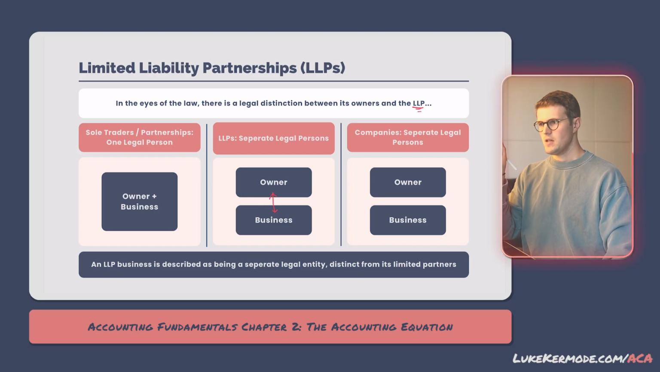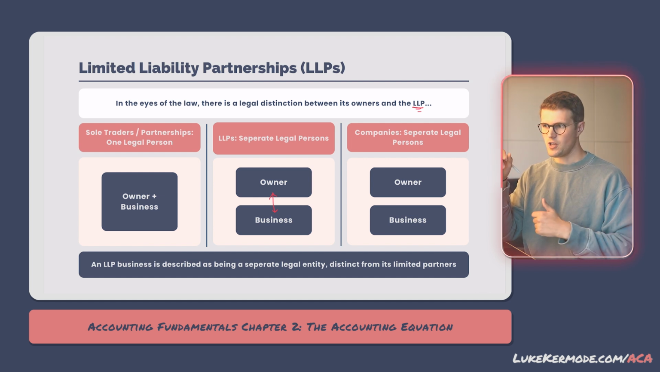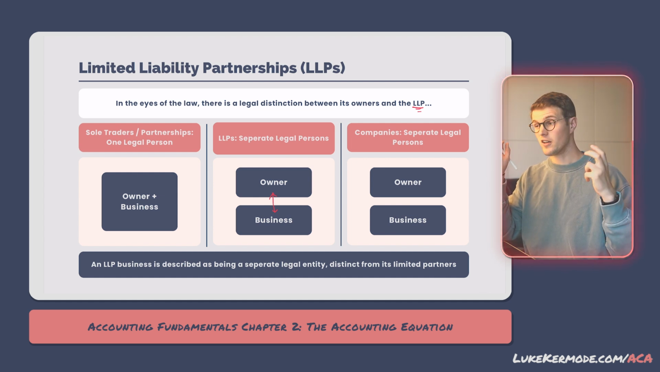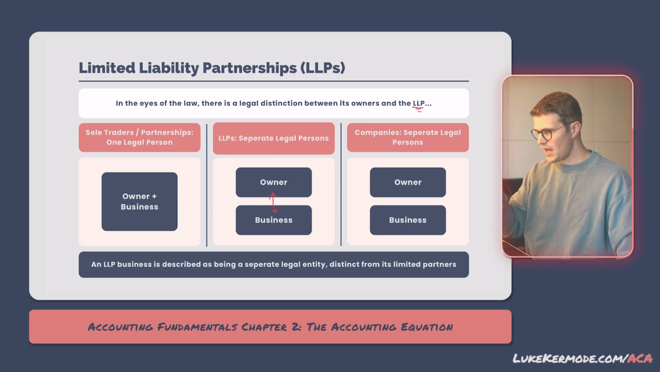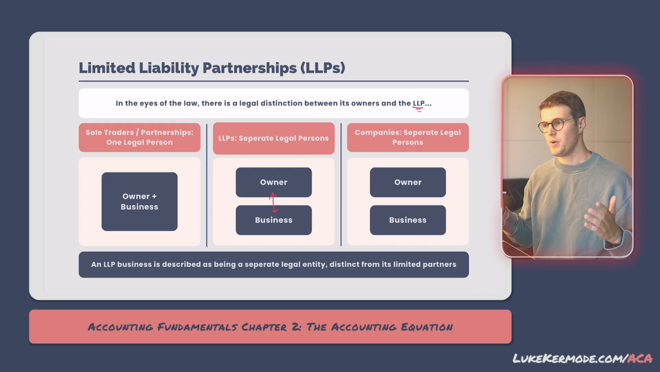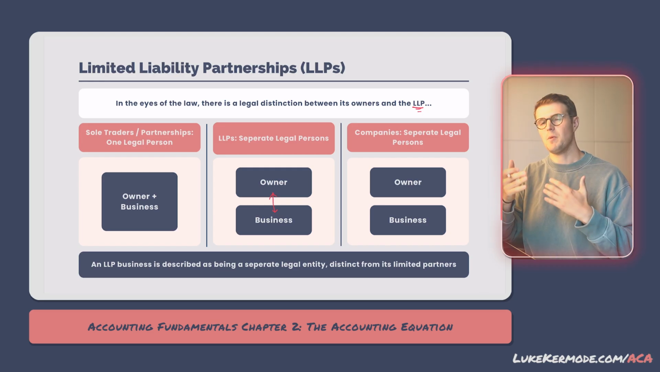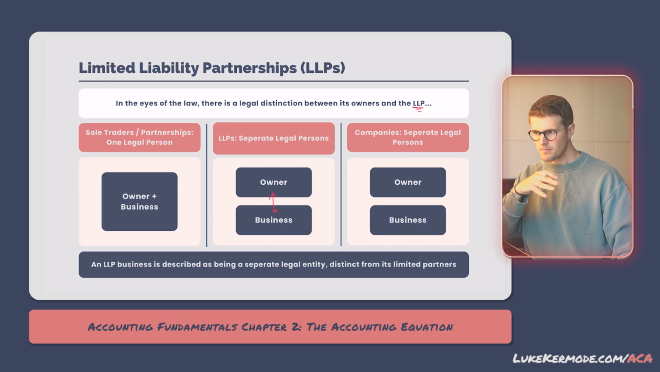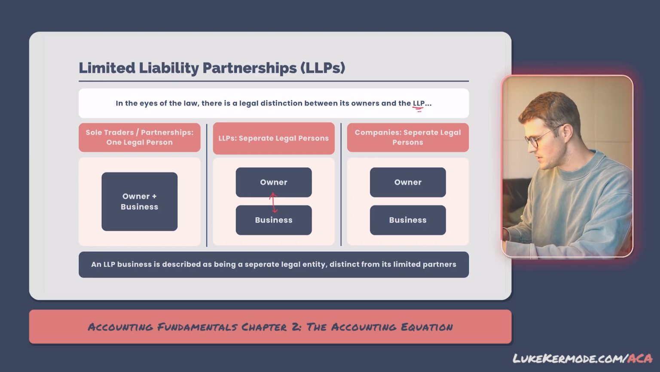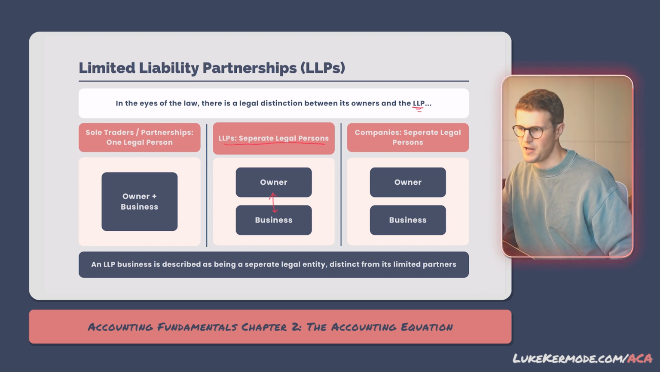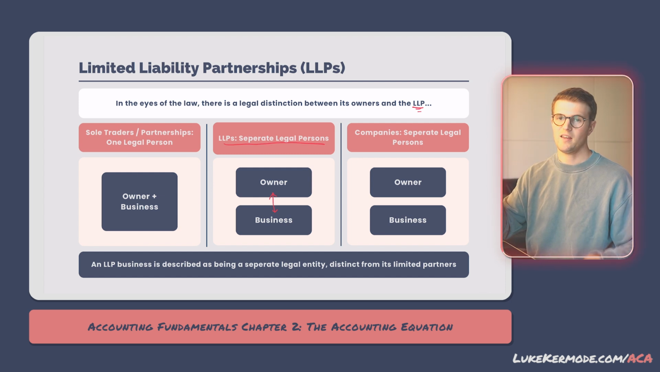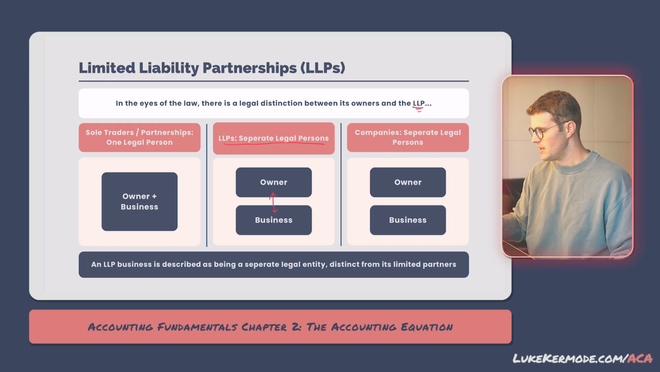However, an LLP still has many features in common with traditional partnerships. There's no shareholders, instead they're called limited partners, and they take a much more active role in managing the business than company shareholders do, and profits are typically shared between the partners, and the internal structure within the organisation tends to be much more flexible than in companies. So this blend of partnership flexibility and company style legal protection makes LLPs a really popular choice for businesses, especially professional services firms like accountancy firms, legal firms, architects and consultants.